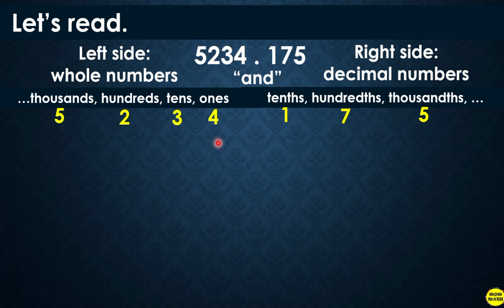Okay? So, that's why kapag binabasa natin siya, paano natin siya babasahin? This is 5,234 and yung decimal point, 175 thousandths. Okay? Bakit thousandths? Kasi ones, tenths, hundredths, thousandths. So, 5,234 and 175 thousandths. Okay? So, ito po lagi ang ones natin.